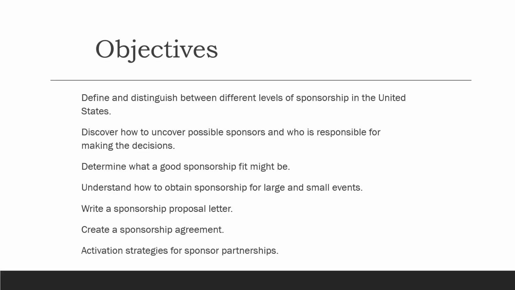We're going to define and distinguish the different levels of sponsorship, primarily here in the United States, and discover how to uncover possible sponsors and who's responsible for making the decisions and determining what a good sponsorship fit might be, as well as understanding how to obtain sponsorships for large and small events, writing a sponsorship proposal letter, creating that sponsorship agreement, and activating strategies for sponsorship partnerships. So here we go.